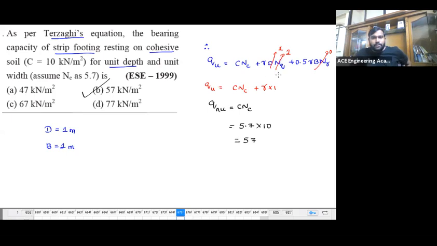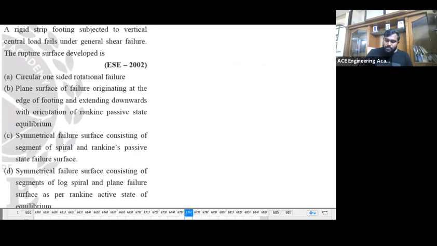As I don't have any unit weight of the soil mass. Okay. Now, you see this question. A rigid strip footing is subjected to vertical central load under general shear failure. So you know whatever the footing that we have discussed as per Terzaghi. So this is a rigid footing. You know that the base of the footing is rigid, and you know the soil fails by general shear failure.